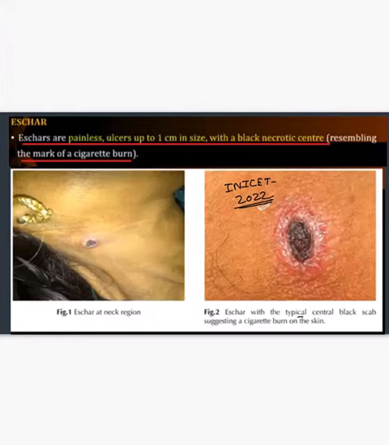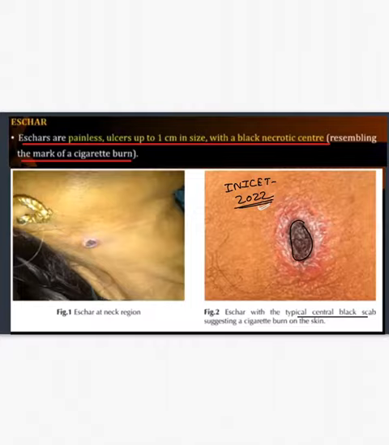What is there? In the center, you have a typical black scab, which looks like the mark of a cigarette burn. So basically, this is an eschar. So we'll see where all eschars are seen. And what is the most common cause of eschar? Because the most common cause of rickettsial disease is the scrub typhus organism.